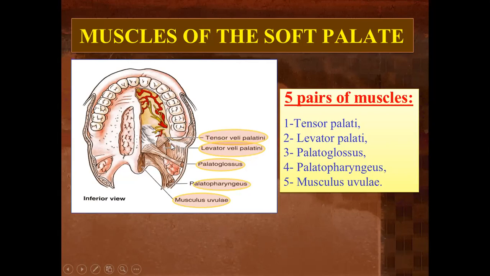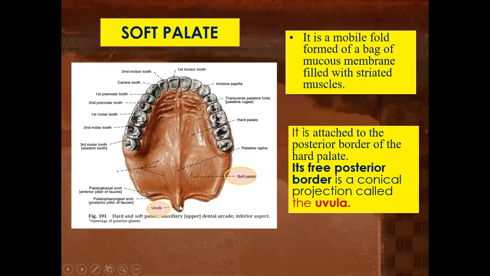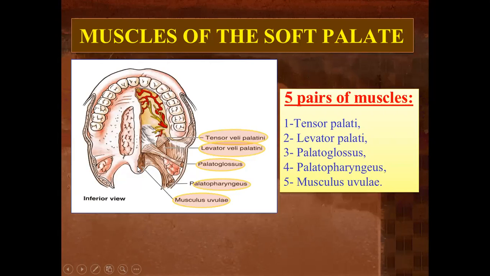Then the third muscle is the palatoglossus. This is the long muscle here. The fourth muscle is the palatopharyngeus. And the fifth muscle is the musculus uvulae, which you already saw. The uvula is made up of the musculus uvulae, deep inside. These 5 pairs, or 10 muscles, form the soft palate: tensor palatini, levator palati, palatoglossus, palatopharyngeus, and the musculus uvulae.